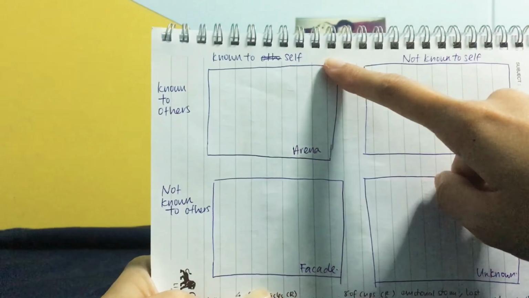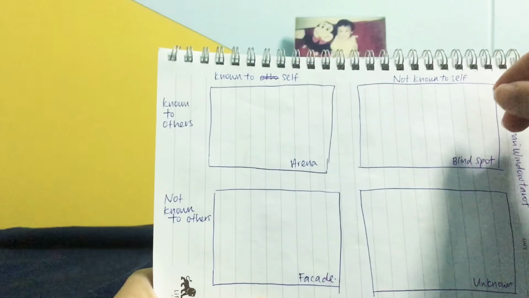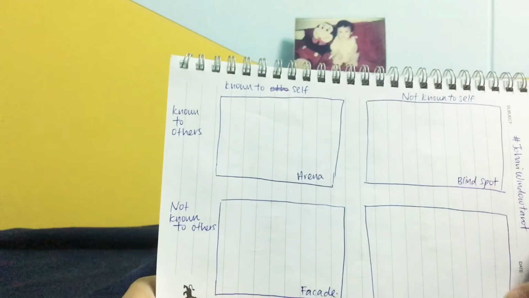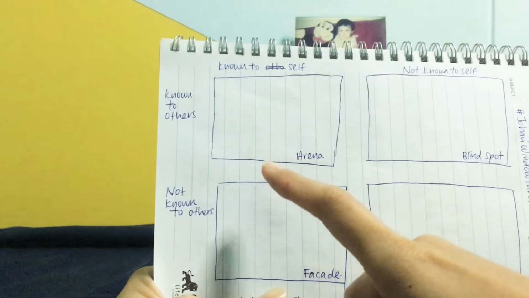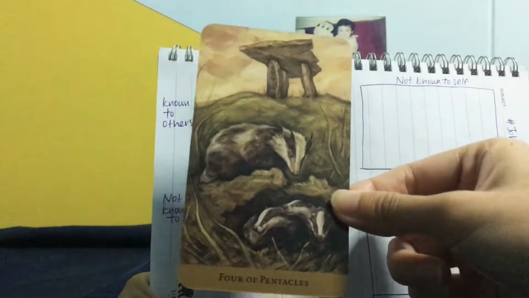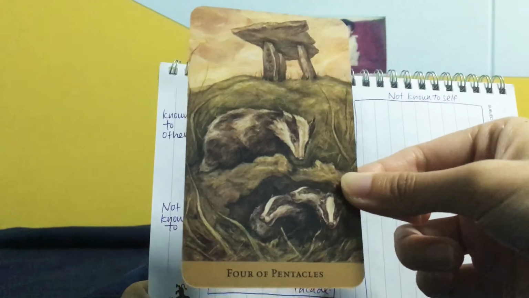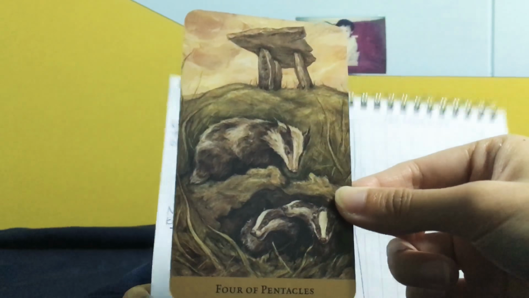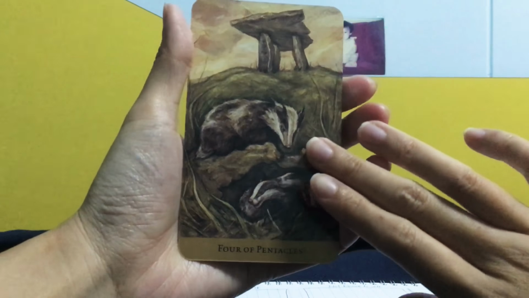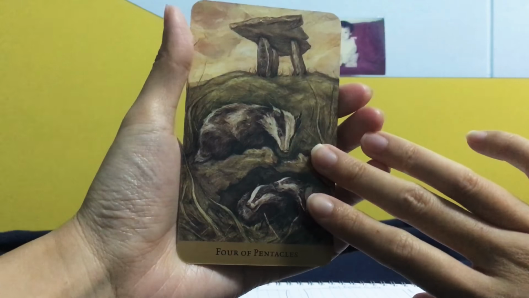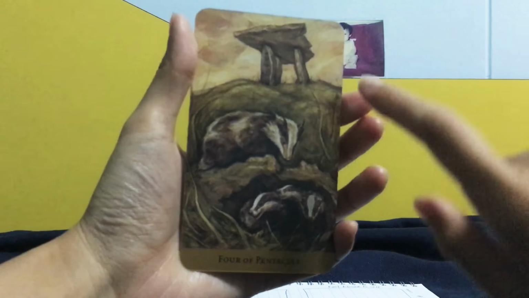So I do understand what these cards are talking about in a way, because I know myself a bit better, I suppose. So for the first quadrant, known to self and known to others, I've got this Four of Pentacles. To be honest, it wasn't a very big surprise for me, because this card seems to talk about reliability and protectiveness.